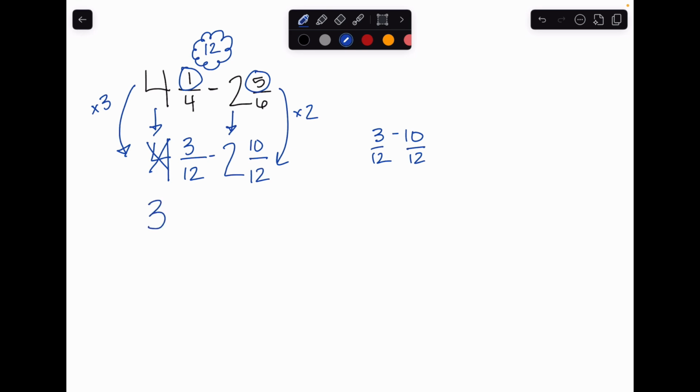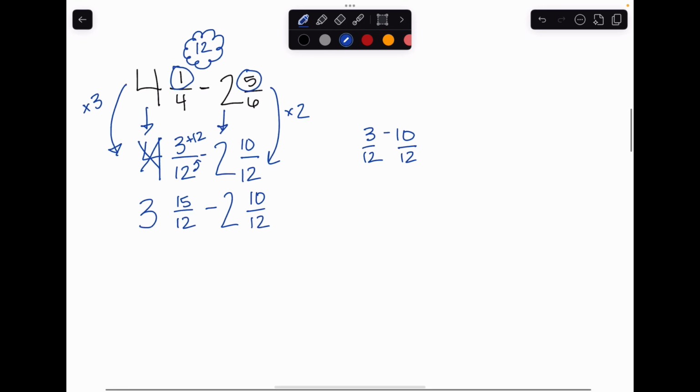And whatever my denominator is, I'm going to add it to my numerator. So I'm going to add 12. 3 plus 12 is 15. Keeping my same denominator, my second mixed number is going to remain the same. And now I can take away 10/12 from 15/12. That leaves me with 5/12. And 3 wholes minus 2 wholes is 1 whole.